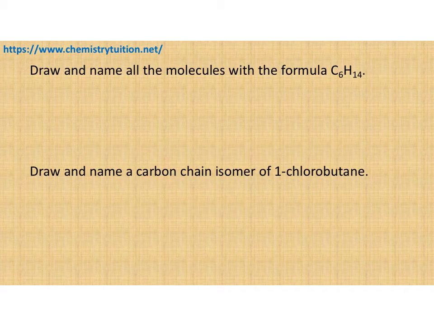So these first few pages are just some questions on structural isomerism. First of all, we're going to name and draw all the molecules with the formula C6H14. And then name and draw a carbon chain isomer of 1-chlorobutane.